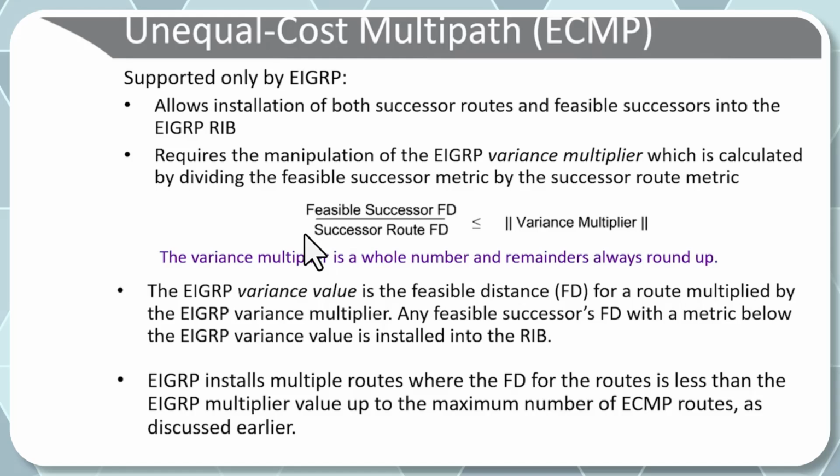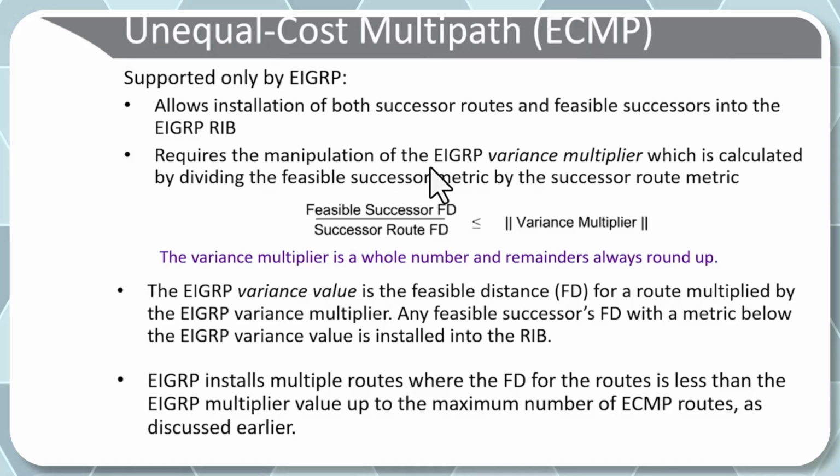Now, unequal cost multipath. It can also do unequal cost multipath. It means the cost is different, still you can use multipath. So it allows installation of both the successor route and the feasible successor route into the EIGRP RIB. You can put them into the routing information base basically.